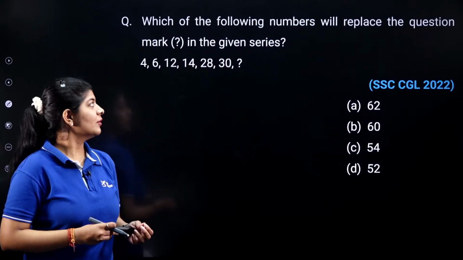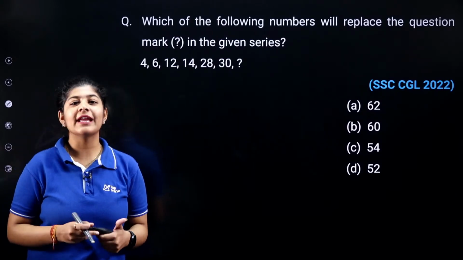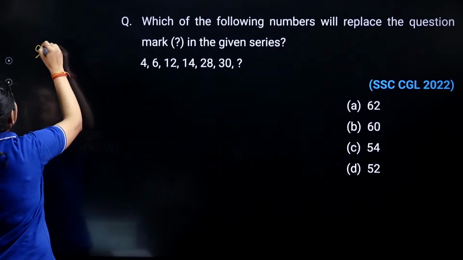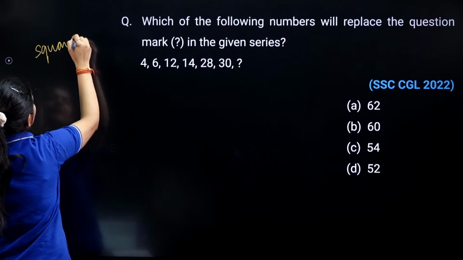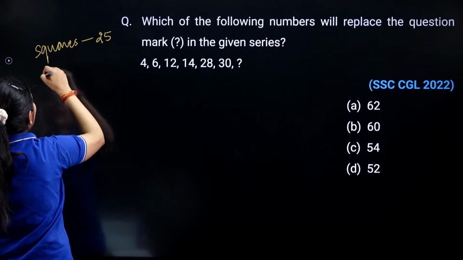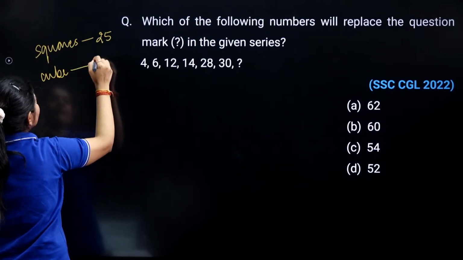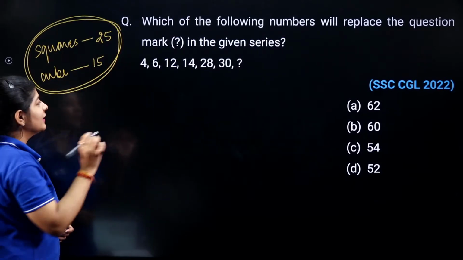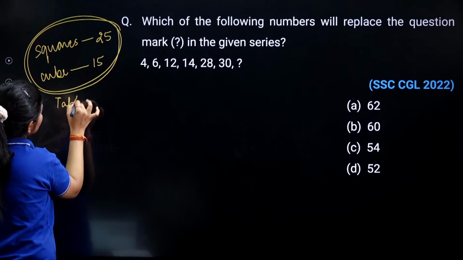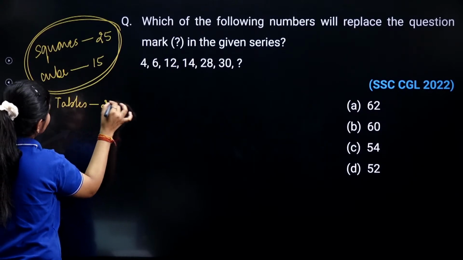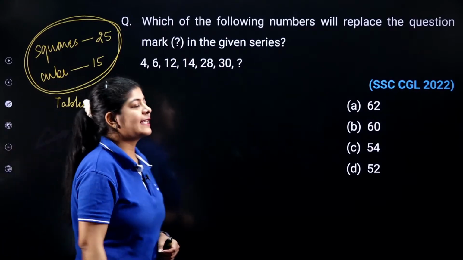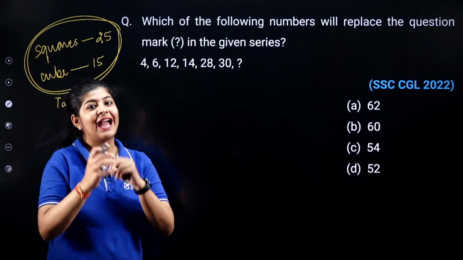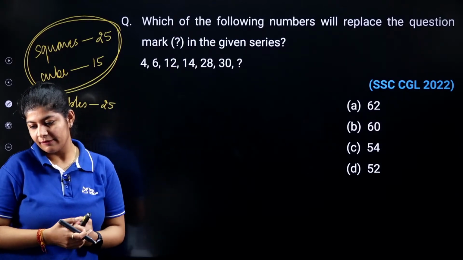There is a suggestion, if you are having any problems with the numbers, then please learn squares till 25 and cubes till 15. At least it helps you a lot. And you should learn tables till 25. If you know all these things, you can easily determine the patterns, or you can easily catch the pattern.